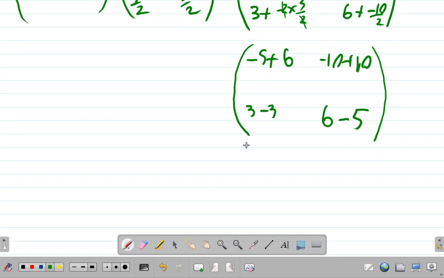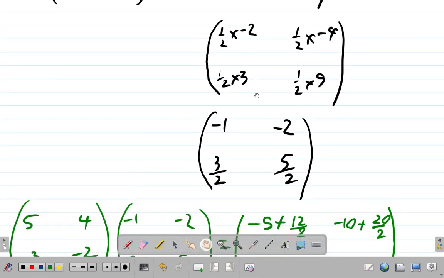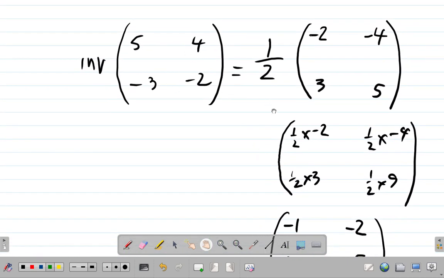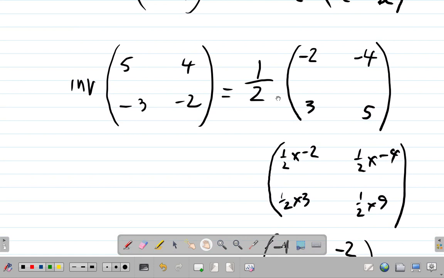So here, what we get is negative 5 plus 6 is 1, negative 10 plus 10 is 0, 3 minus 3 is 0, 6 minus 5 is 1. So that is the unit matrix. So the matrix negative 1, negative 2, 3 over 2 and 5 over 2 is indeed the inverse of 5, 4, negative 3, negative 2. So that is what we have there.